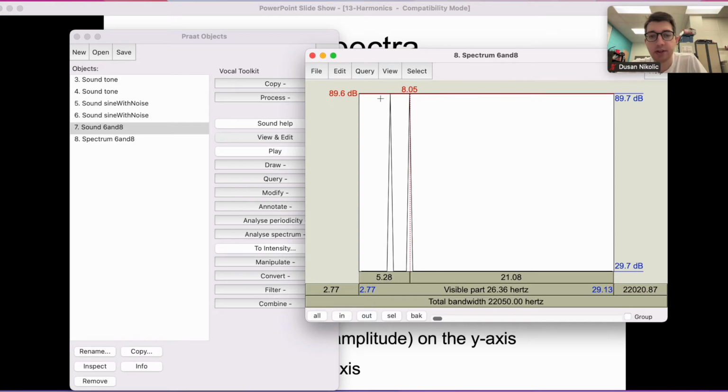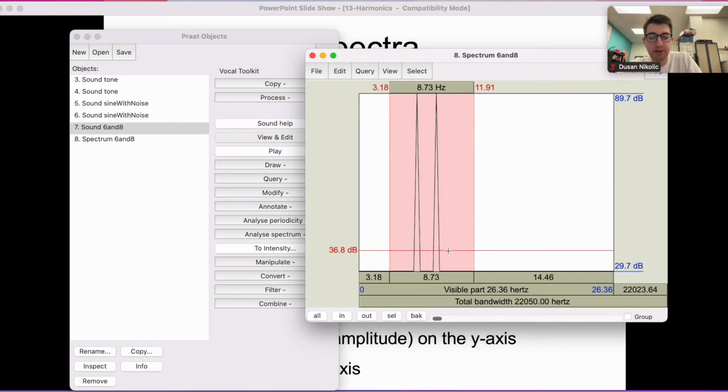And it's around, I don't know, 90 decibels. But it shows on the x-axis not the time, but frequency. So you can see the frequency of this one, if I place it correctly, is 6, and this one is 8. And you remember that I created a complex wave from a sine wave of 6 and 8 hertz. So 6 and 8, and that's what the power spectrum shows.